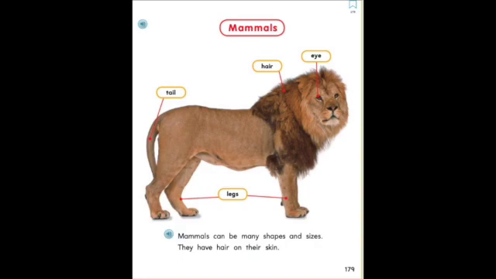They have hair or fur. We have hair on us, and we can feed our babies with milk. So we are mammals just like these lions are.